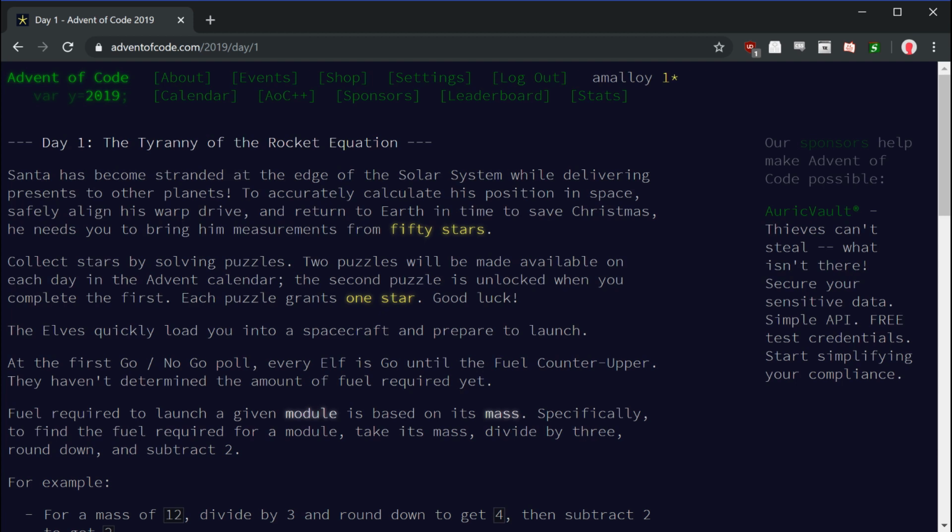Day 1, the Tyranny of the Rocket Equation. Santa has become stranded at the edge of the solar system while delivering presents to other planets. To accurately calculate his position in space, safely align his warp drive, and return to Earth in time to save Christmas, he needs you to bring him measurements from 50 stars.